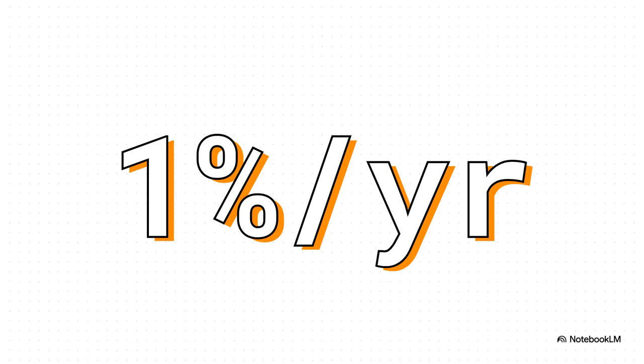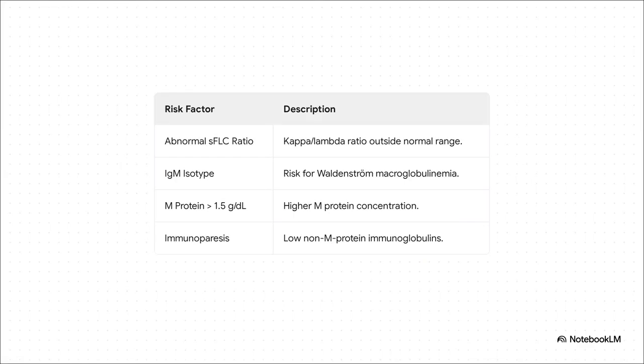The lab tests we've been talking about are exactly how we pinpoint who's at a higher or lower risk than that. This table basically lays out the 4 key risk factors you need to be looking for. Think of it like a checklist. First, do they have an abnormal free light chain ratio? Second, is it an IgM isotype? That has its own specific risks. Third, is the M protein level high? We're talking above 1.5. And finally, are there other normal antibodies suppressed? The more boxes a patient checks, the higher their risk, and the more closely you need to follow them.